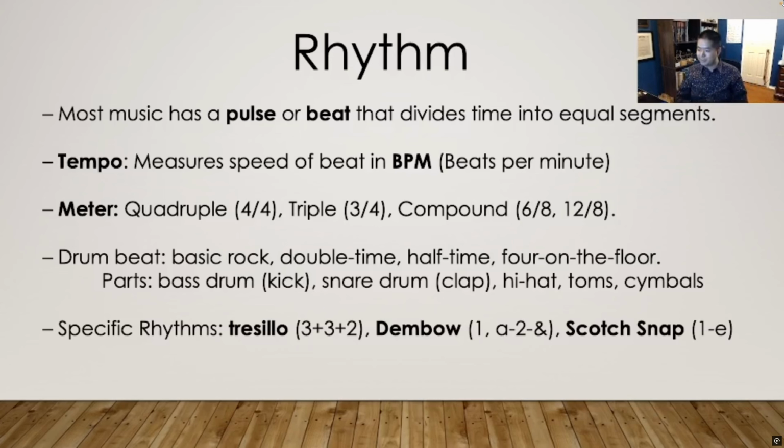Then there's the dembow, which sounds like this: 1 a 2 and 1 a 2 and. Most commonly, you might hear this in a drum beat between the bass and snare. So bass, snare, bass, snare, doom, gat, doom, gat, gat. That's the dembow rhythm. So especially in genres that are more influenced by Latin percussion and Latin American genres, you'll hear the dembow all over the place.